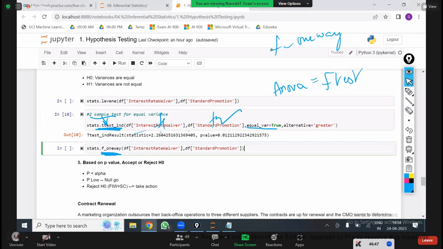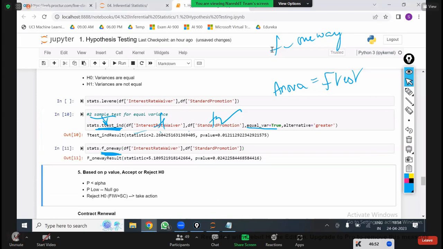Now, assume I am having a morning 7:30 a.m. batch, this is the 9 a.m. batch, and this is the 6 p.m. batch. My null hypothesis says that there is no difference between the three batches. Whatever three batches I am having, there is no difference. This is my null hypothesis. The alternate hypothesis says that there is a difference.